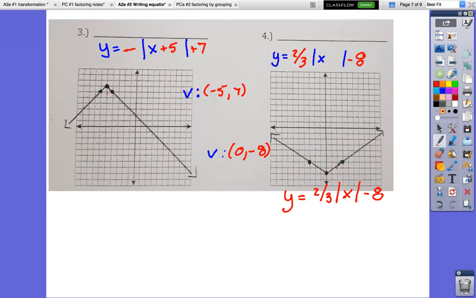So remember, if it doesn't move, I don't have to put anything, and you will never see a plus 0 or minus 0 because you're not adding or subtracting anything here. And that's it, okay? So this is kind of the heart of the lesson of what we're doing today.